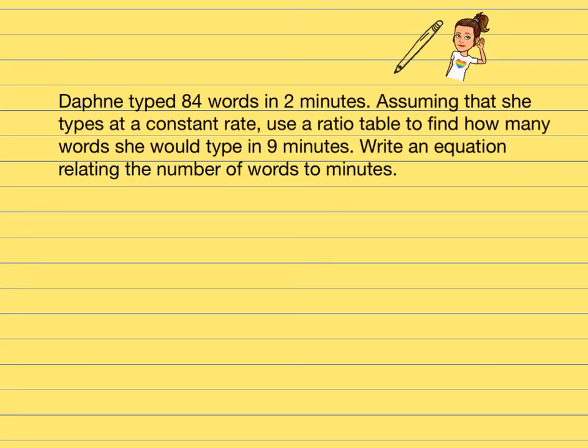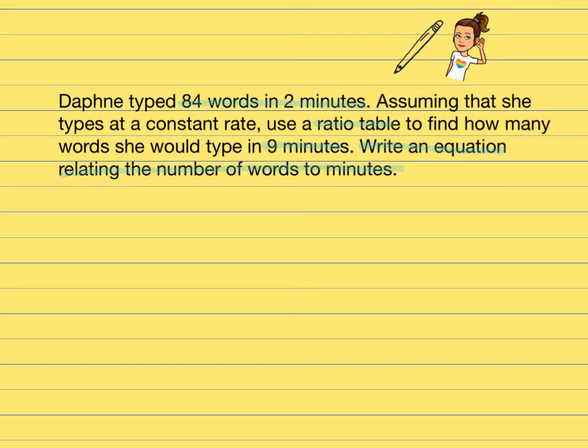Now let's use our understanding of the math vocabulary to help us solve this problem. Daphne typed 84 words in 2 minutes. Assuming that she types at a constant rate, use a ratio table to find how many words she would type in 9 minutes. Write an equation relating the number of words to minutes.